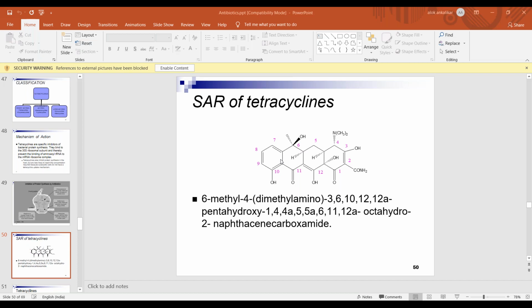The next requirement for the tetracycline to show activity is, pay attention, there should be substitution of a hydrophilic group. Where should this substitution be?